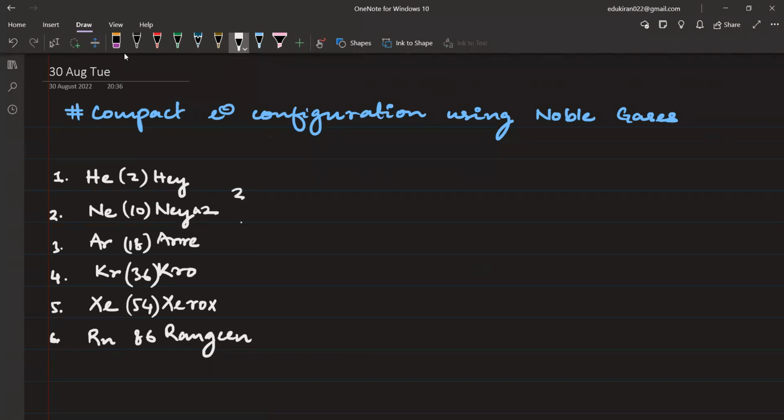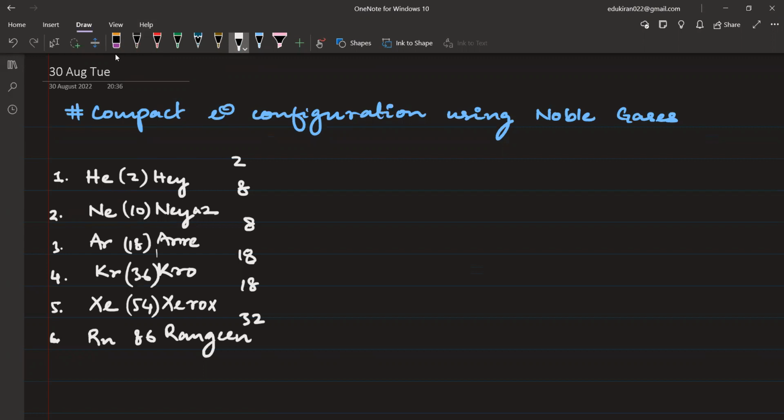So we have here 2, then 8, then again 8, then 18, then again 18, and then 32. 2, 8, 8, 18, 18, 32. Starting with 2, add 8, then 8, then 18, then again 18, then add 32. I said 36, sorry, it is 32. My bad. So this is the remembering part that you have to do.